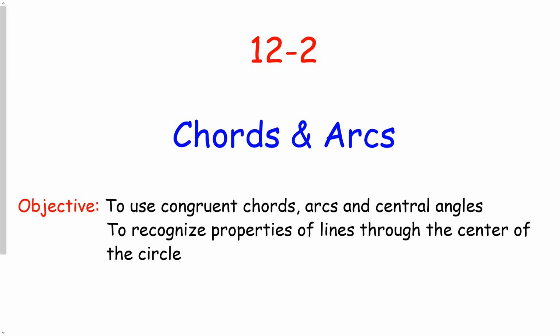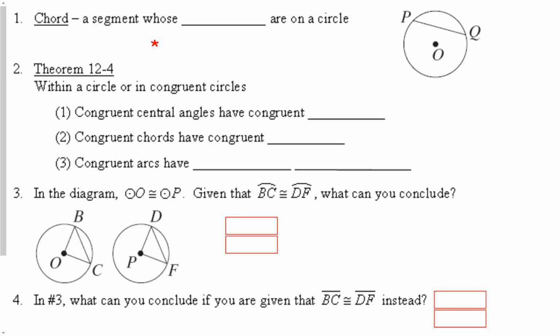12.2, chords and arcs. A chord is a segment whose endpoints are on a circle. So you can see here in your diagram, you have chord PQ. You would write the name of that as segment PQ, but it would be defined as a chord because it has both endpoints on the circle.